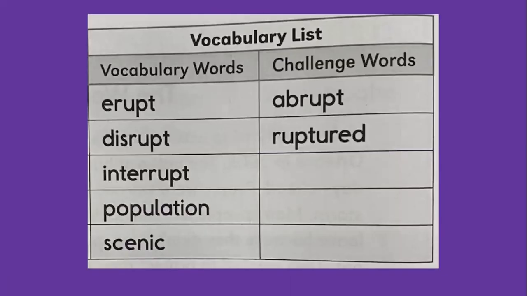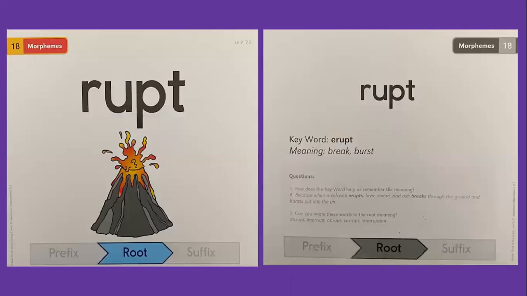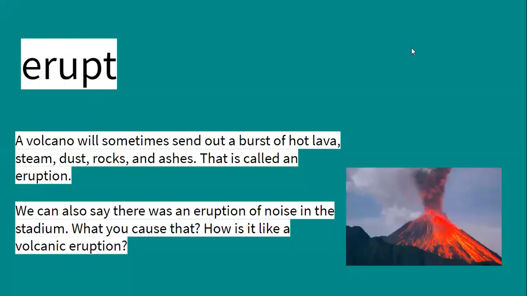Here's a list of them and we're about to go over them. Erupt, disrupt, interrupt, population, scenic, abrupt, and ruptured. Rupt is the root word. It means to break or burst.